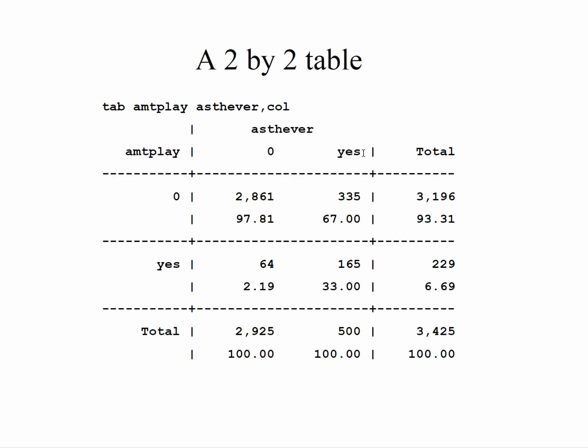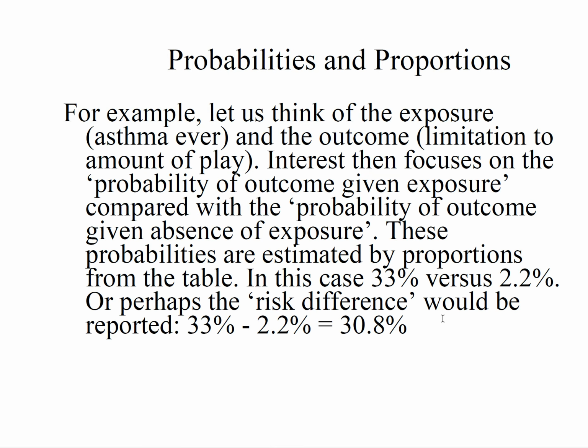But if they do have asthma, it seems that they have limitations to the amount of play 33% of the time. So this big difference between the two might be of interest to this project. Okay. So we get this big risk difference between the two, as we've looked at earlier. And there's, of course, way more analysis that could have been done with this particular study.